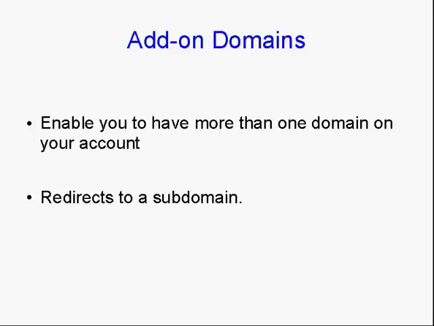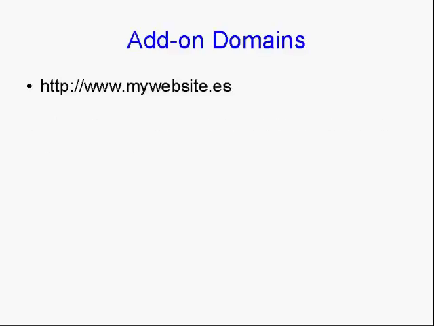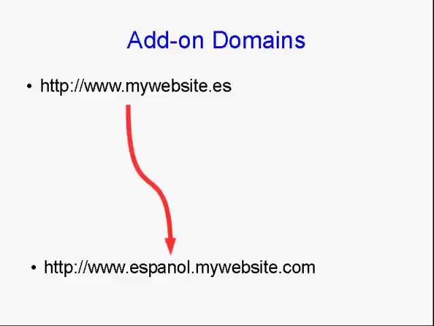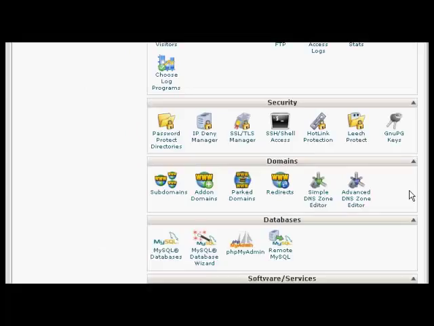Now, staying with our Spanish example, you could register the domain name mywebsite.es, with .es of course being the domain extension for Spain. Add that on to your account as an add-on domain, and it will redirect to espanol.mywebsite.com. So it will redirect that to the Espanol subdomain on your website.